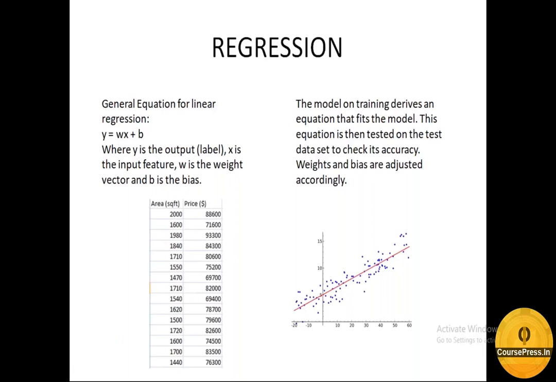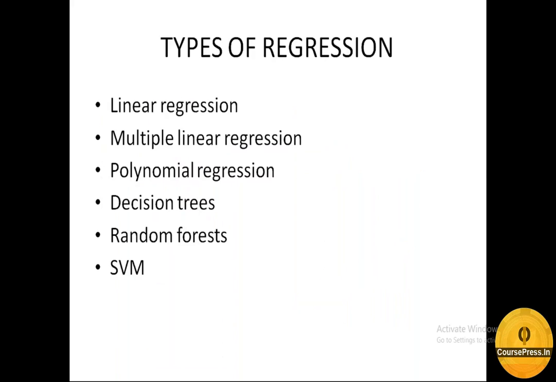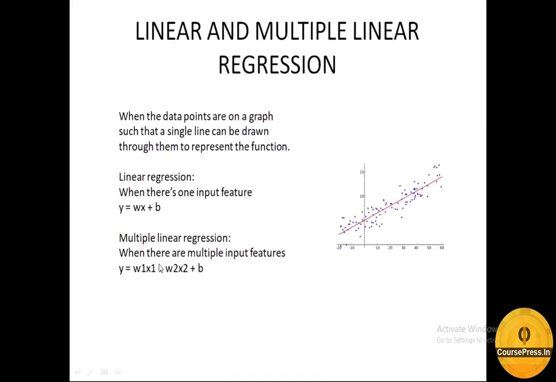The model then trains on the data and it assigns values to these two parameters, the two parameters being weights and bias. Then it checks the function on the test data set. If the accuracy is not good, then the model trains again to find better values for the two parameters. There are different types of regression problems: linear regression, multiple linear regression, polynomial regression, decision trees, random forests, and SVMs.